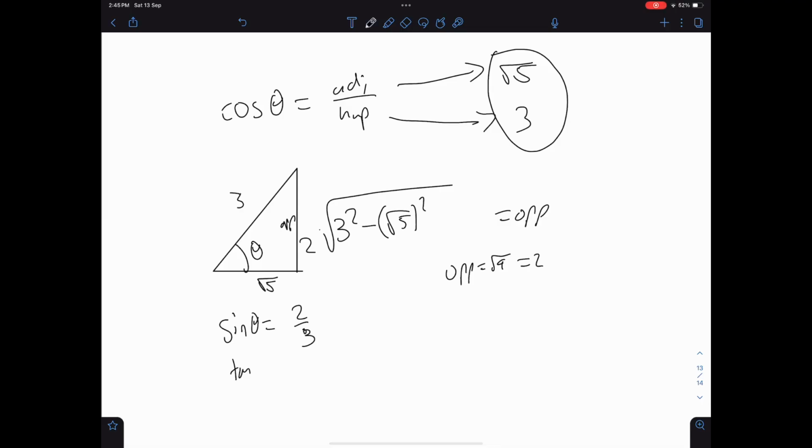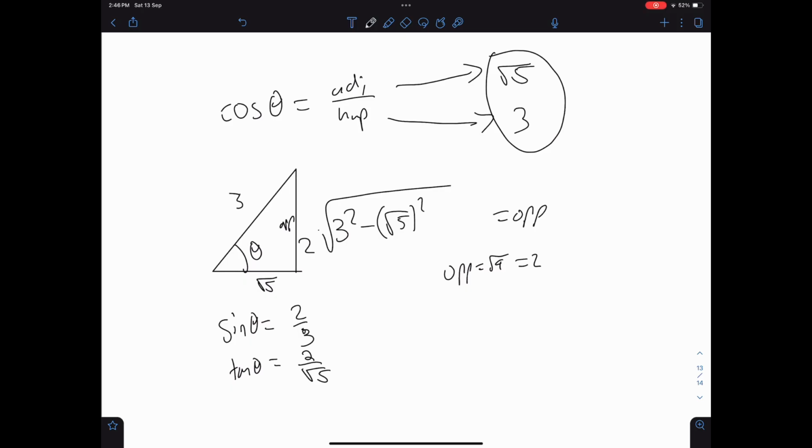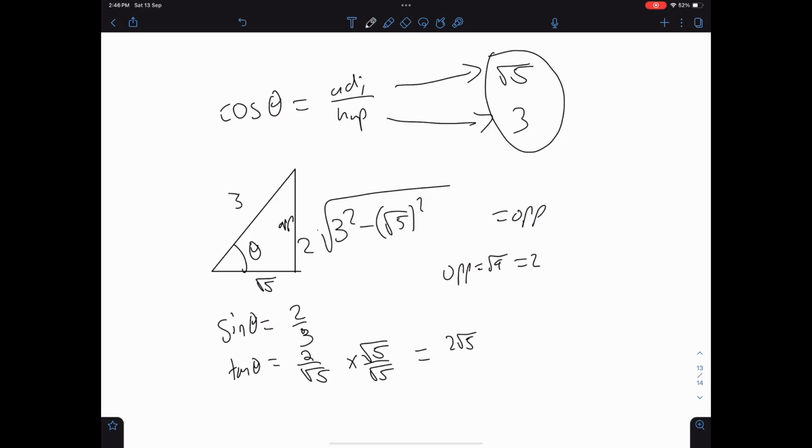And tan of theta, which is just opposite over adjacent, is just 2 over root 5. And if we want to rationalise the denominator, we multiply by root 5 over root 5, because that's just equal to 1. And we get 2 root 5 over 5.